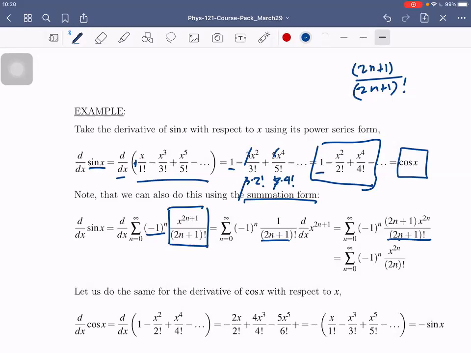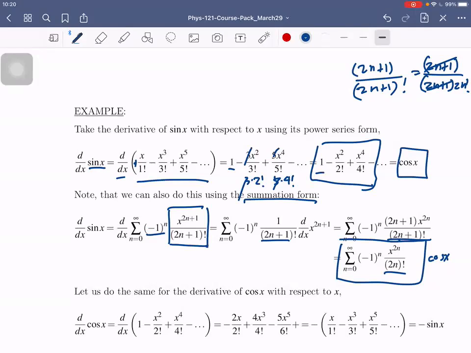Okay? So this is simple. We just express the factorial in the denominator. We have 2n plus 1, then subtract one from the whole, right? So now you have 2n factorial. The 2n plus 1 cancels, and what remains is 2n factorial. And this is exactly the general form for cosine x. Okay? So that's all it is.